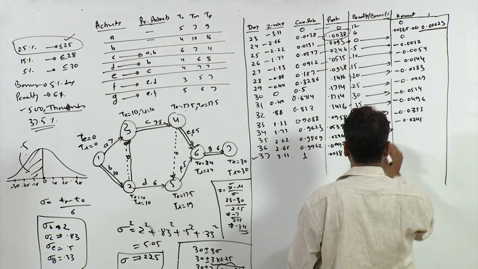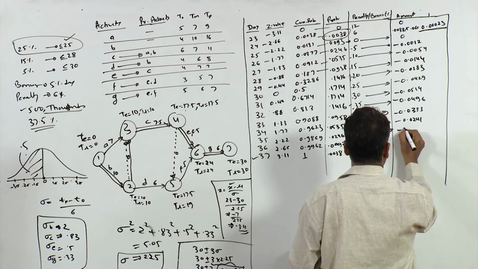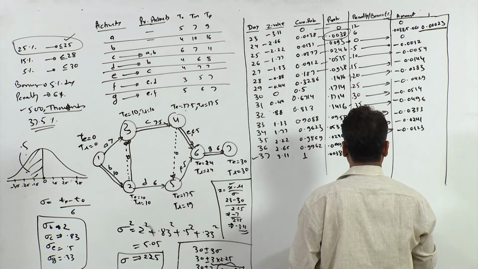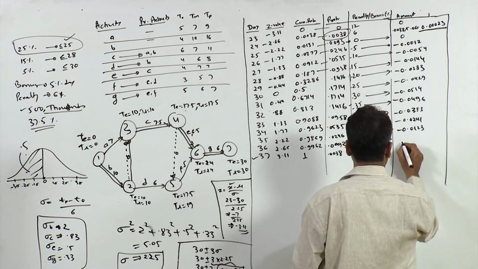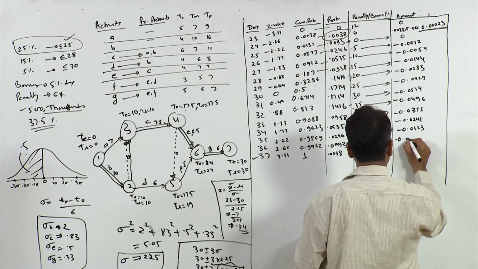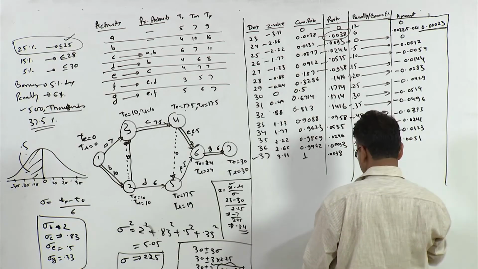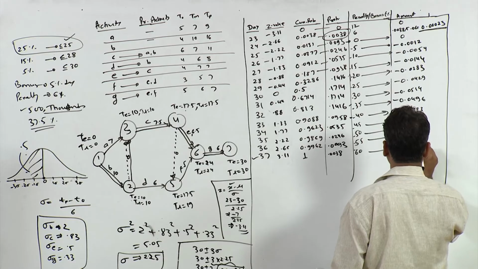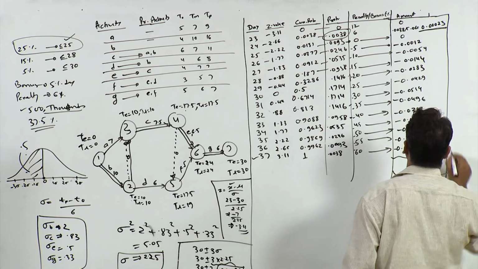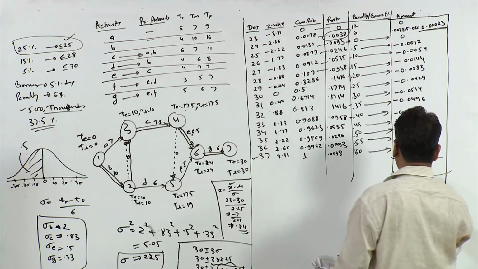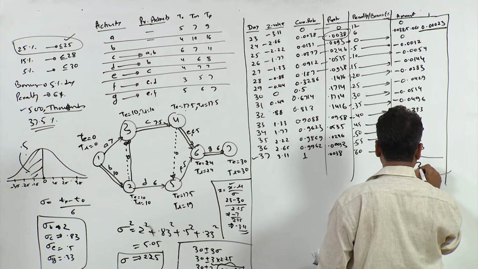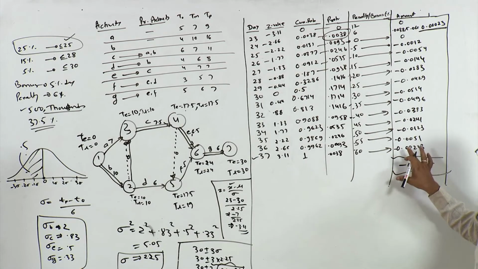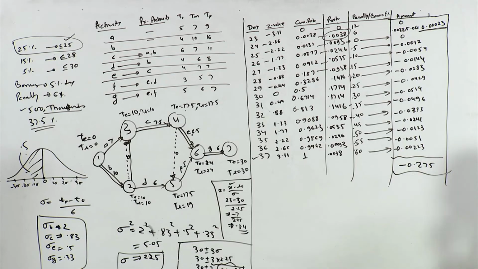For 45% it is minus 0.0241. For 50% it is minus 0.0123. For 55% it is minus 0.0051, and finally for 60% it is minus 0.00223. So you just add all these values. Now this comes out to be minus 0.275. When you see this is a negative value, it means it's a penalty.